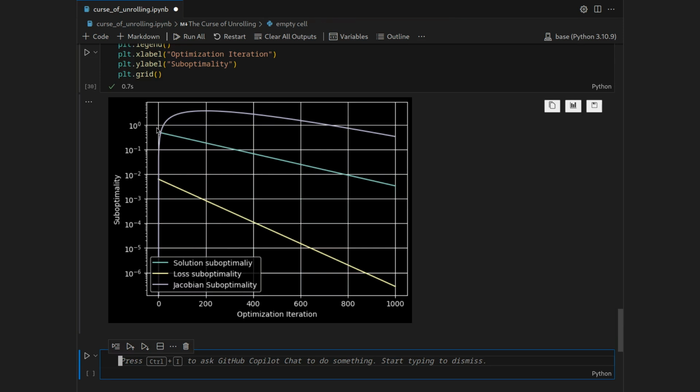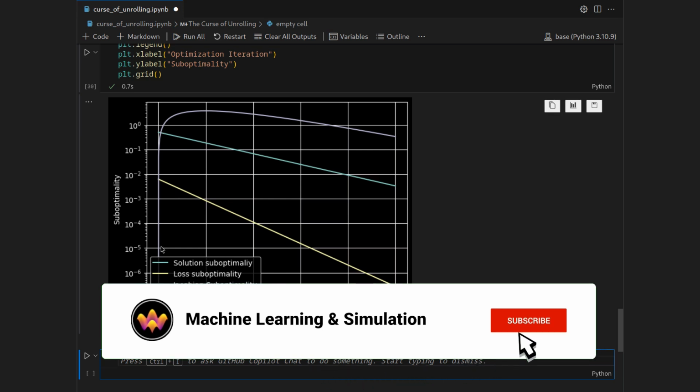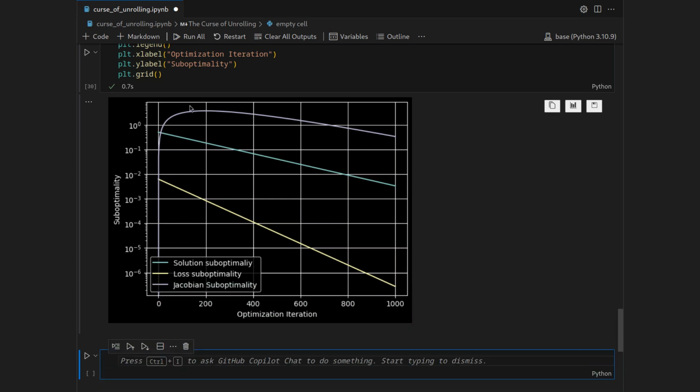We again see that the solution suboptimality starts at 0.5 and then has this linear convergence. And now we see the curse of unrolling in action, in that the Jacobian suboptimality does something very strange. So it initially starts at a very low value. It actually starts at 0. That's just a glitch of the initial condition we chose here. But imagine it started at a value here, let's say 10 to the minus 2 to 10 to the minus 1. And then it got worse.